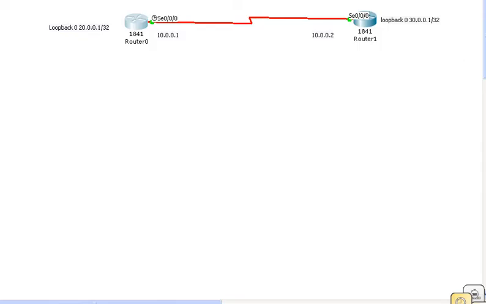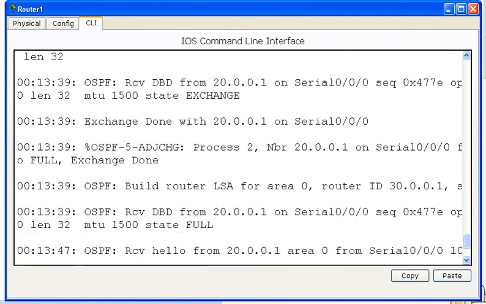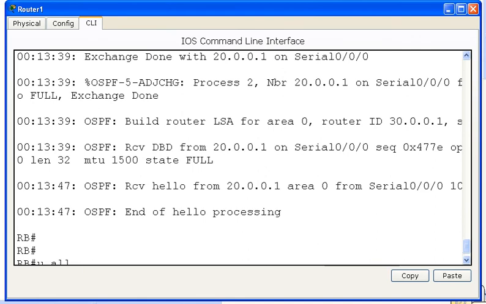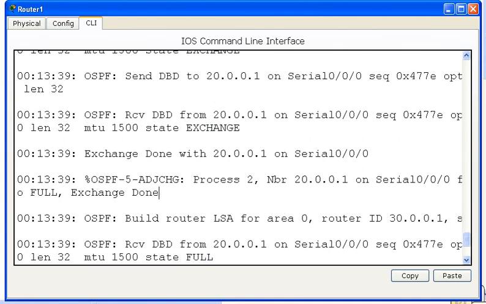If you see the loading state, you can also see the word loading. Actually, it is behind this. After loading only comes full, right? After exchange, loading is there. After loading, it attains the full state. This is what the OSPF adjacency states are, right? This is how OSPF forms the adjacency.